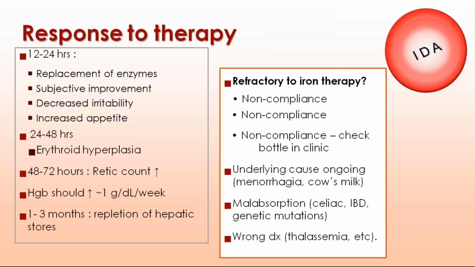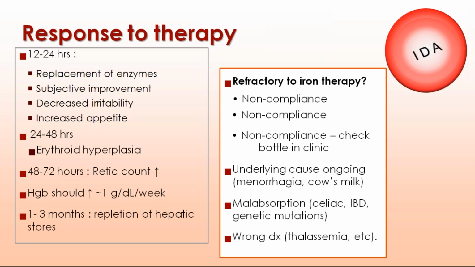Within 12 to 24 hours of giving iron, the enzymatic iron gets replaced. So there will be a subjective improvement. The irritability and lack of interest will improve, and appetite will improve. These are the immediate differences you see, especially in severely anemic patients who are supplemented with iron.